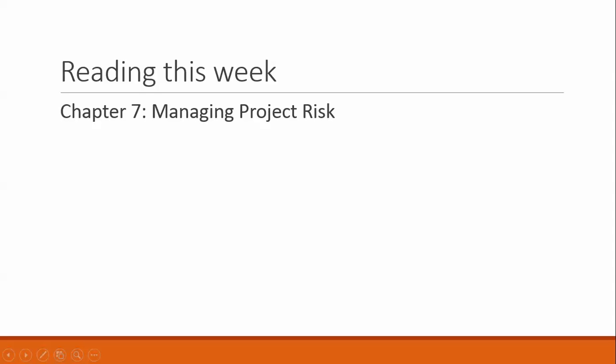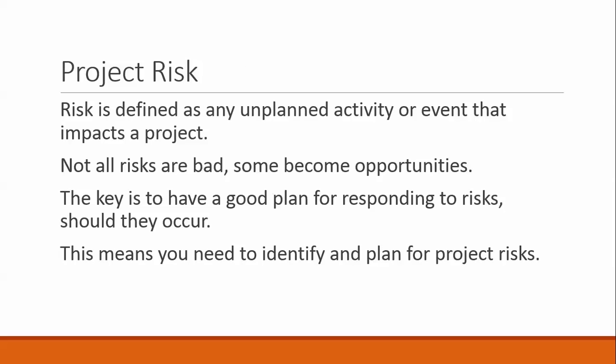So this week we're reading Chapter 7, Managing Project Risk. Project risk management is really about dealing with anything that can be unplanned. We think about risks as being bad things, and usually they are. When you define it, risk is any unplanned activity or event that impacts a project. Not all risks are bad, some of them can become opportunities, so you want to think about that.